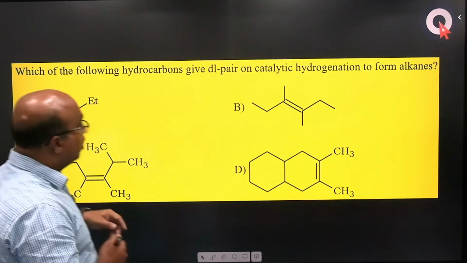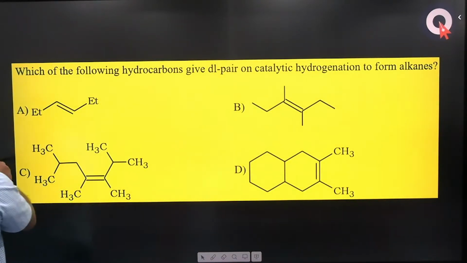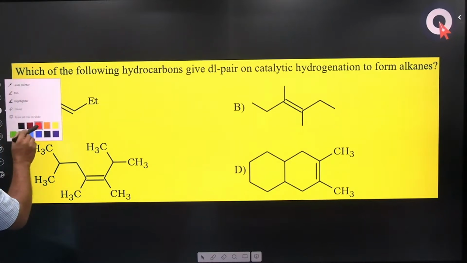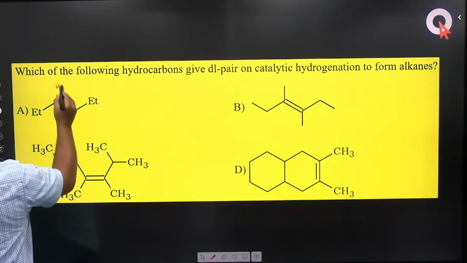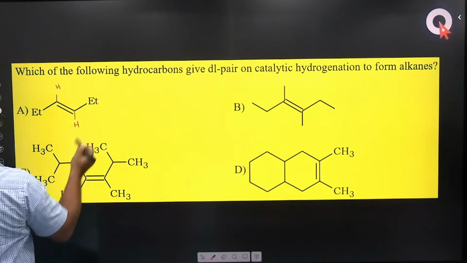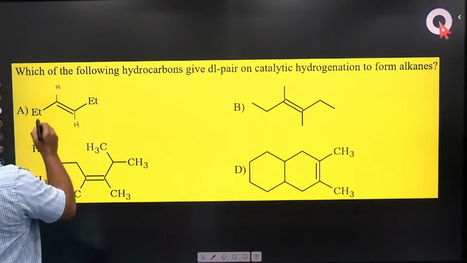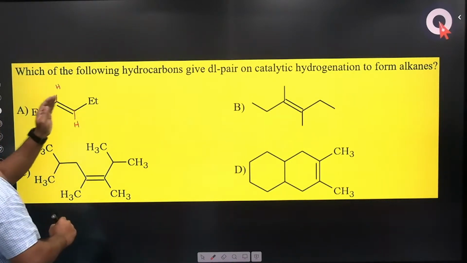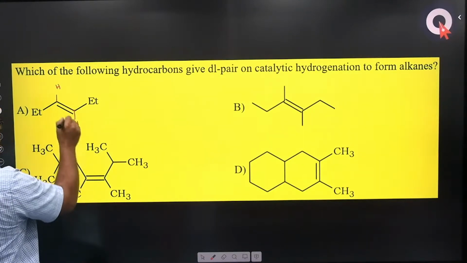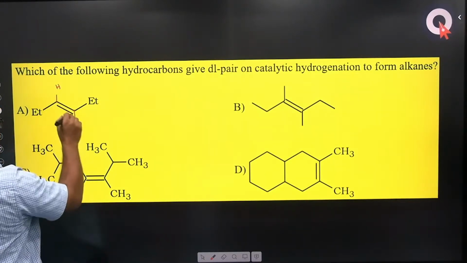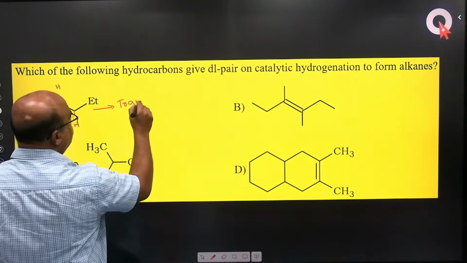So when we consider the compounds given here, this compound has hydrogen here and hydrogen here. The given compound has ethyl groups and ethyl groups. Even if it is not ethyl and ethyl, this compound has hydrogens which are opposite. So we call this isomer the trans isomer.